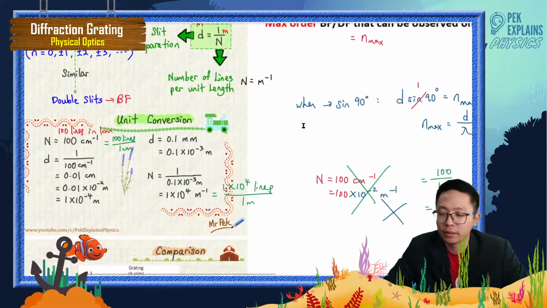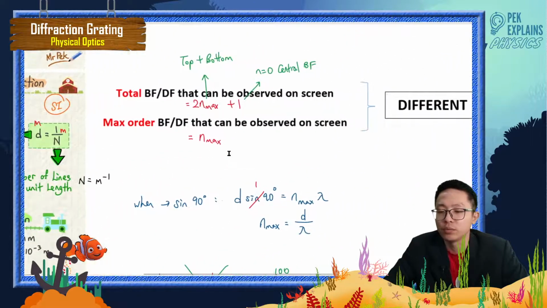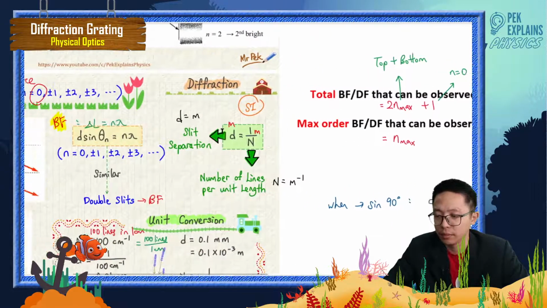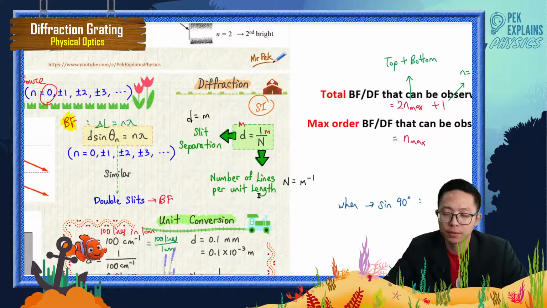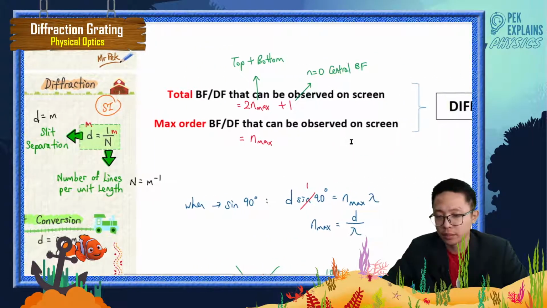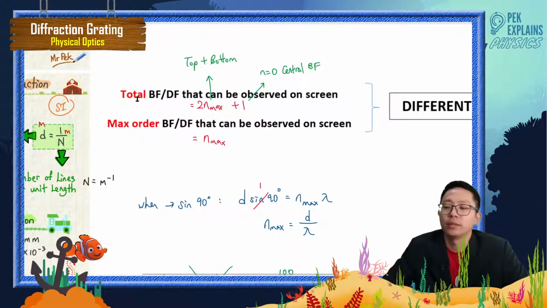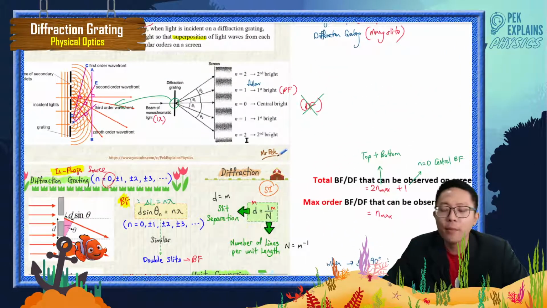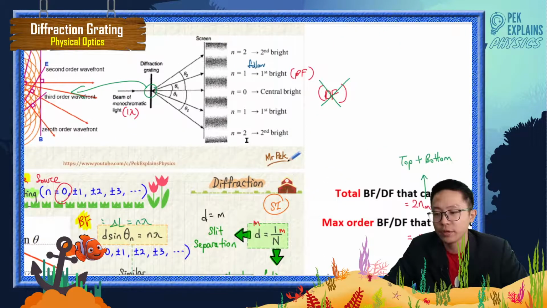Now, I already talked about the unit conversion. Now, here this is one very important thing. d is the slit separation, n is the number of lines per unit length. Now here is one very important thing I want to talk about. What is the total bright fringe or dark fringe that can be observed on the screen? And what is the maximum order of bright fringe that can be observed on the screen? They are both different. What I mean here? Sometimes the question may ask, how many bright fringes you can observe on this screen?